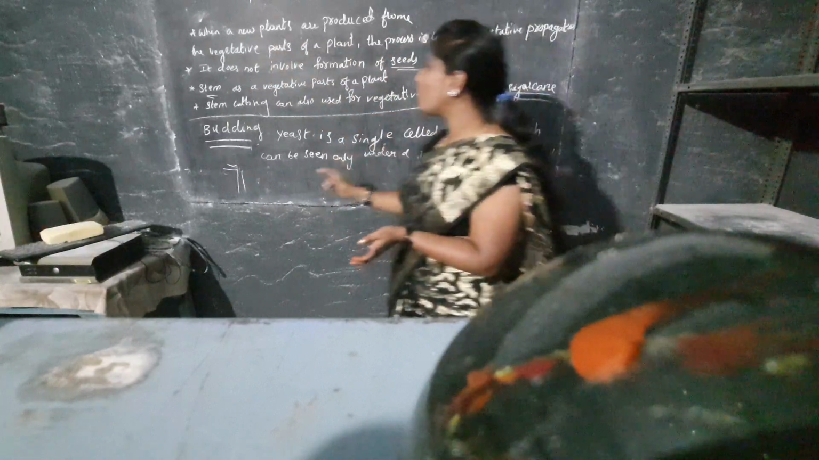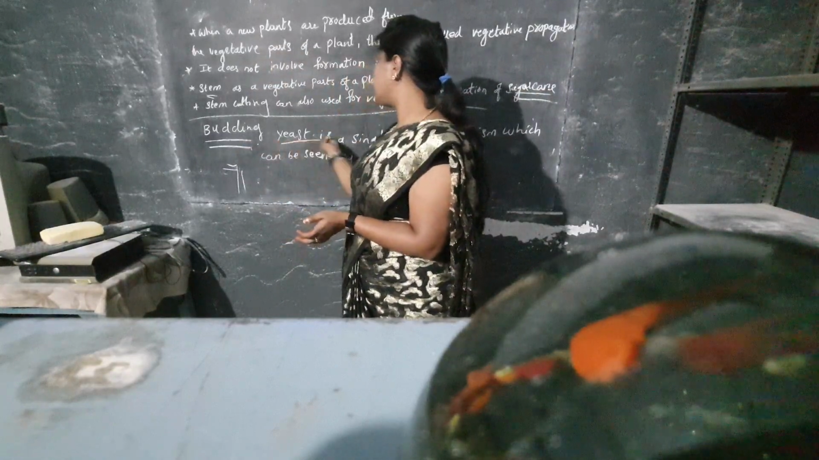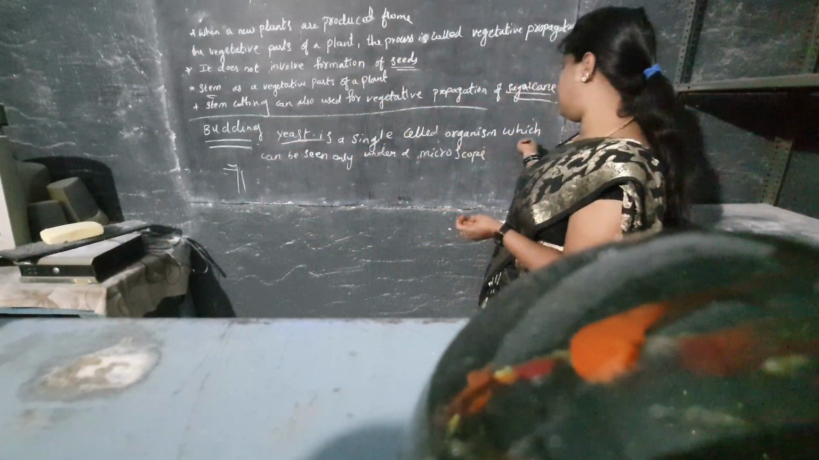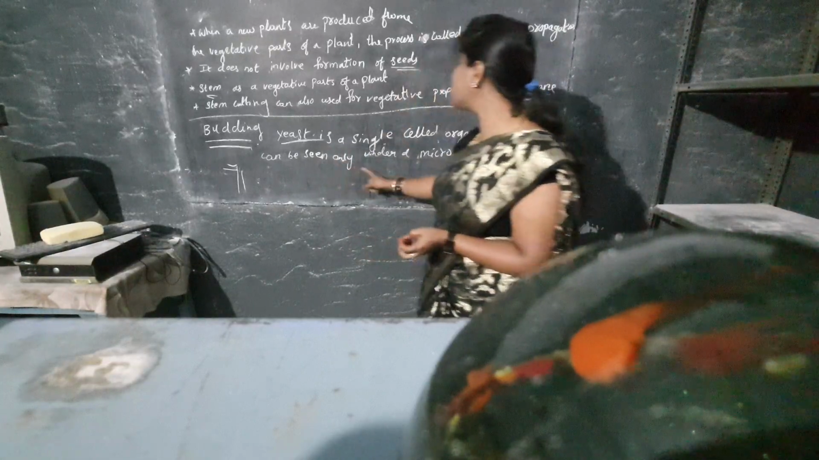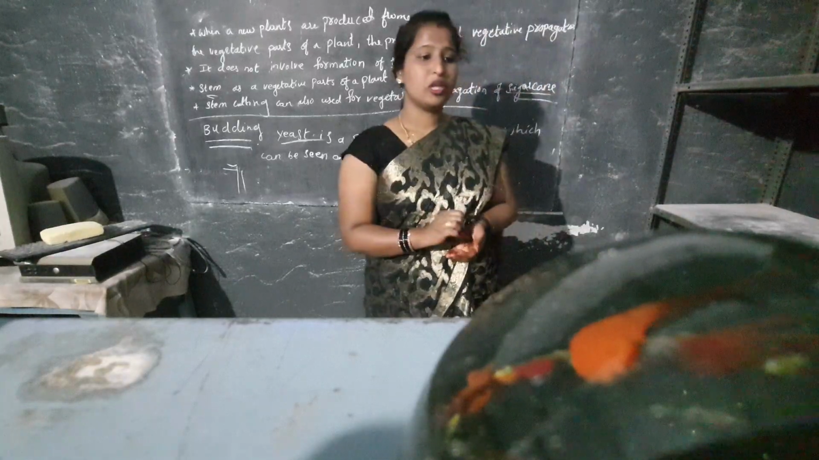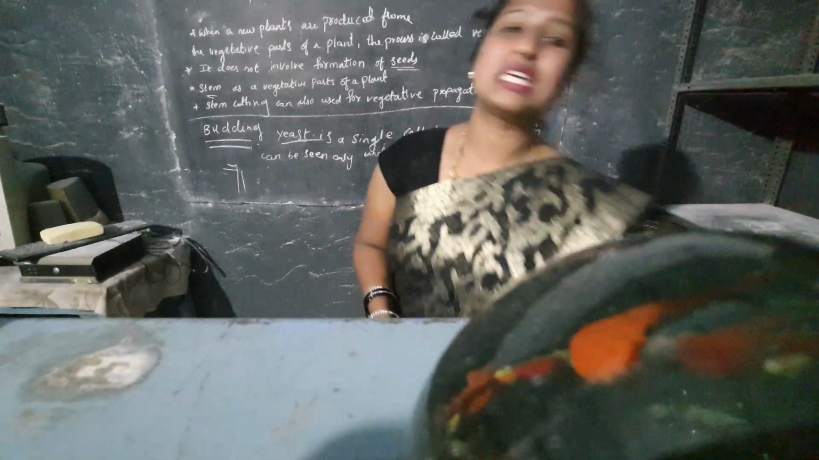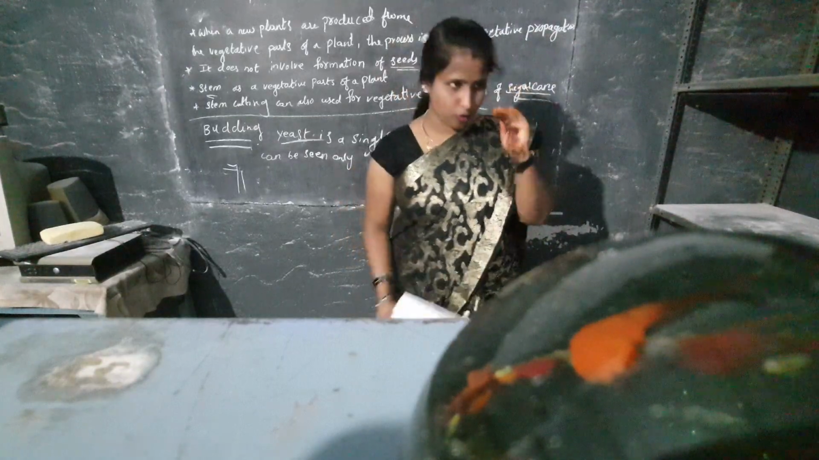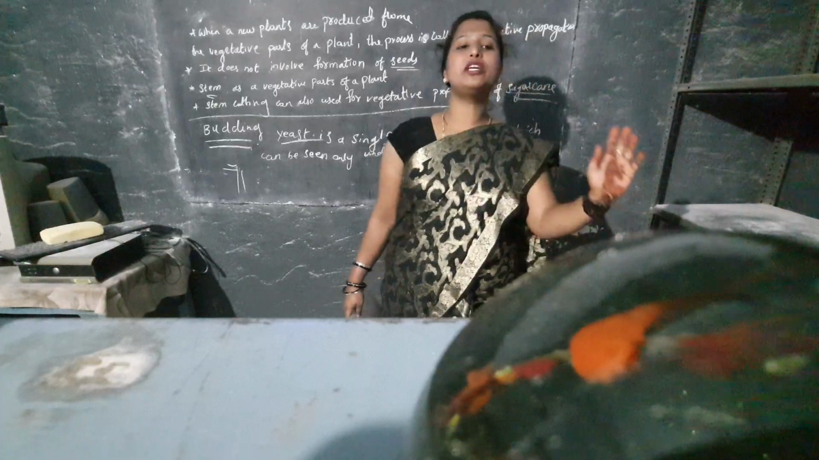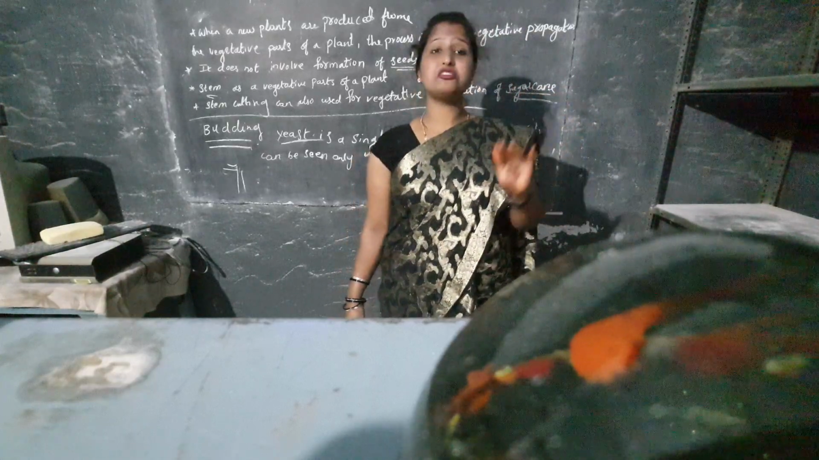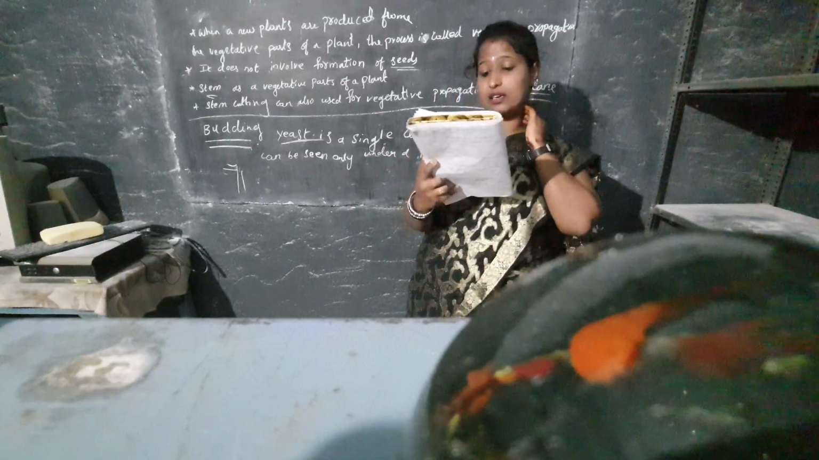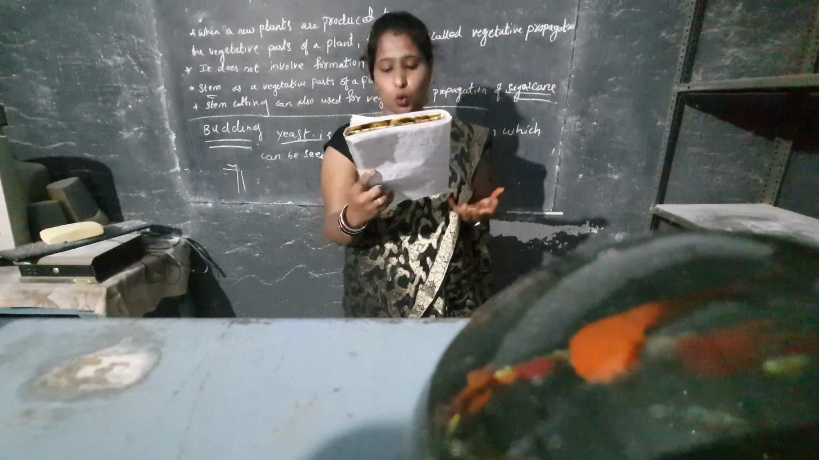This process. Okay. What is budding? Yeast is a single-celled organism which can be seen only in a microscope. Now, children, for example, I'll tell you, take a jar, children. Take a jar of water, add yeast and sugar and leave it for an hour. Then after an hour, check it. What happens, children? It forms new cells.